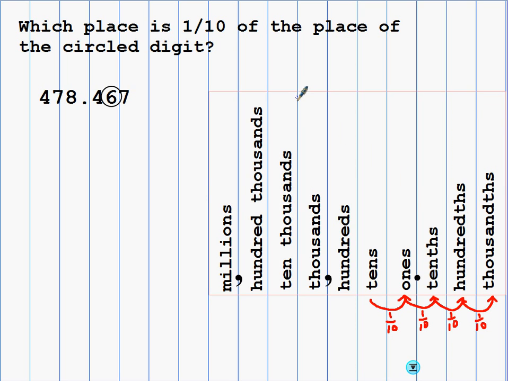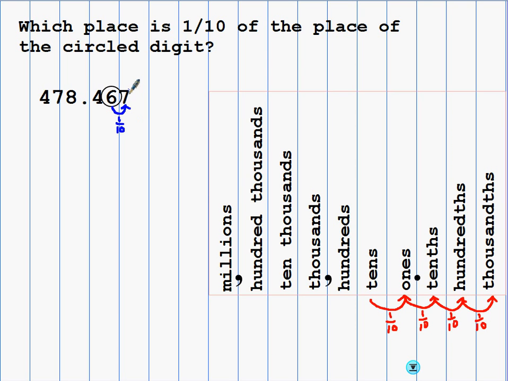All right, so how do I use this to solve my problem? Well, which place is 1/10 of the place of the circled digit? Well, I'll go to the place where my circled digit is. It could be an underlined digit, or maybe a blue digit or something like that. But since I'm trying to find the place that's 1/10 the value of this place, I'm going to go to the right. One place decreases the value to 1/10.